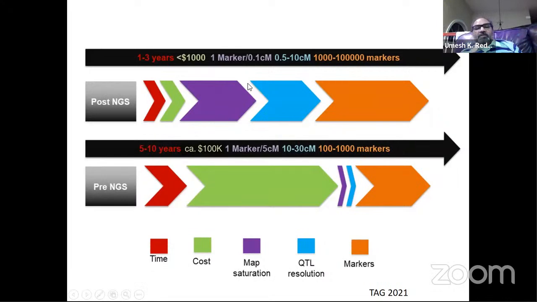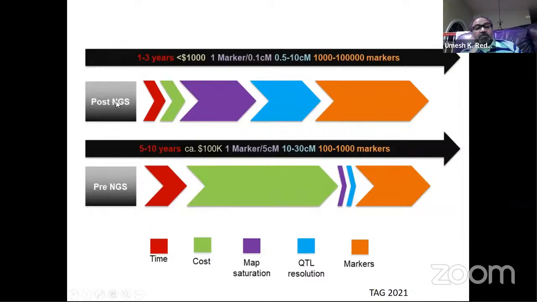So we have been struggling for the last several decades. That's during the pre-next-gen sequencing era. The resolution was so low. The cost was very high. You see this green one, the cost is very high. The map saturation, the genetic maps we make, are very low resolution. QTLs we identify are very low resolution. The markers are very few, and it takes substantial time. So it took almost 4 or 5 years to characterize one single gene previously.